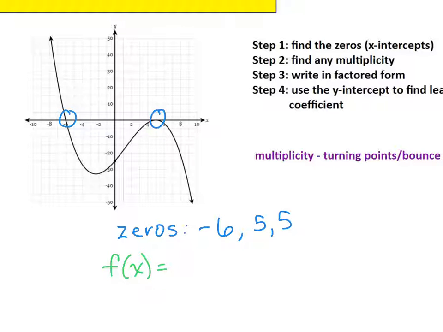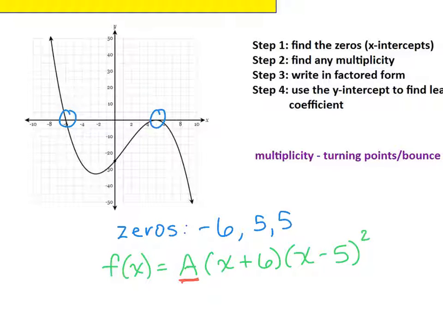What we don't know is this leading coefficient, so I'm going to just put a letter A there for that coefficient, and we're going to write this in factored form since I know my zeros. So this would be x plus 6, x minus 5, and I'm going to put an exponent of 2 there to let me know that I have 2 of those.